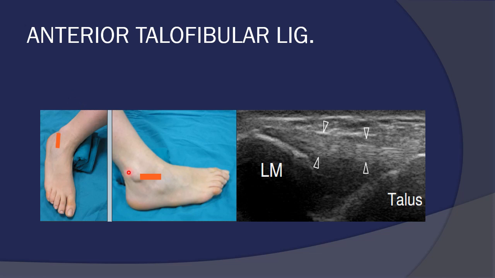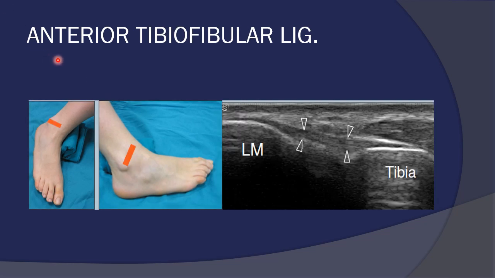The next step is to examine the anterior talofibular ligament. We put the probe at the anterior aspect of the lateral malleolus, keeping its orientation with the talus bone in order to see the talofibular ligament. More preferably, we can do an inversion of the foot to stretch the ligament in order to better visualize it.